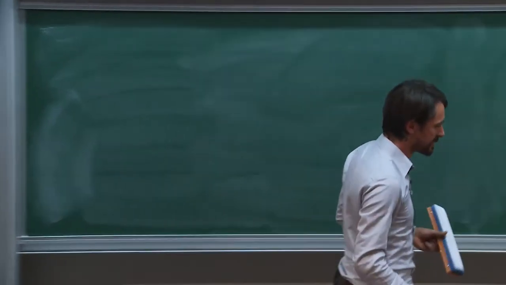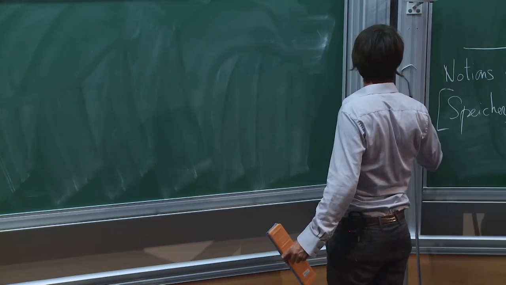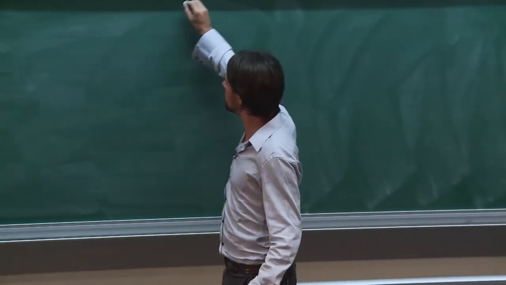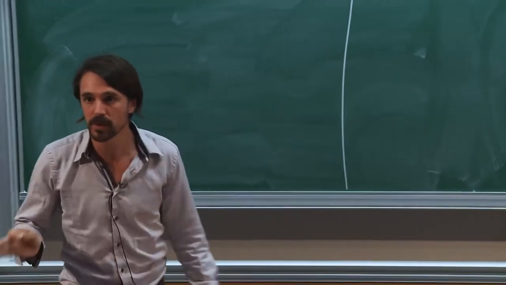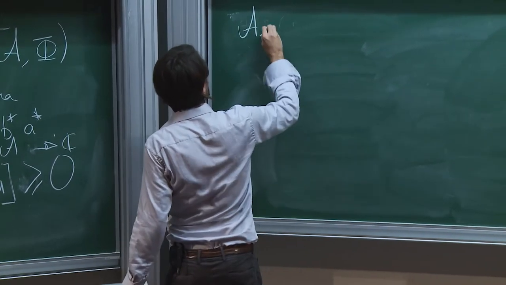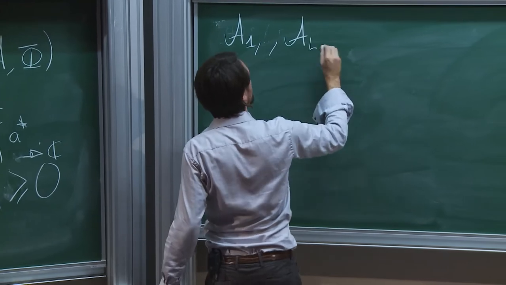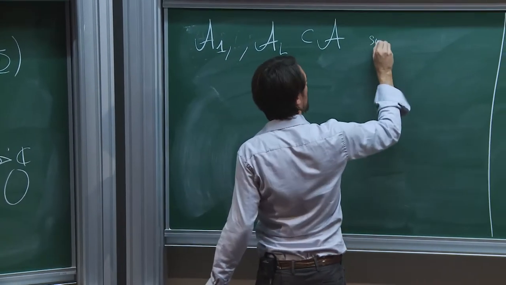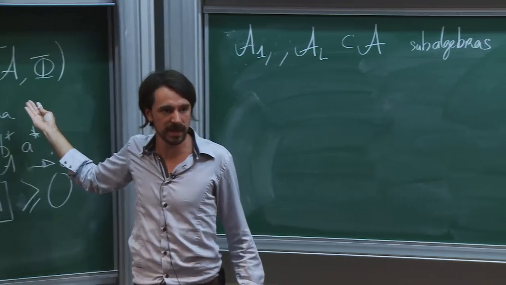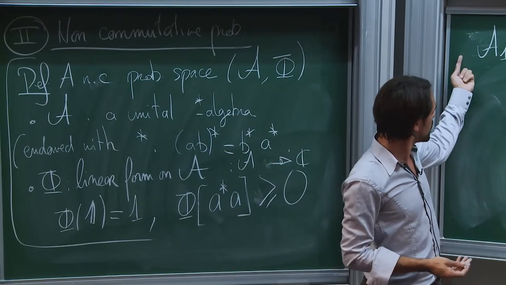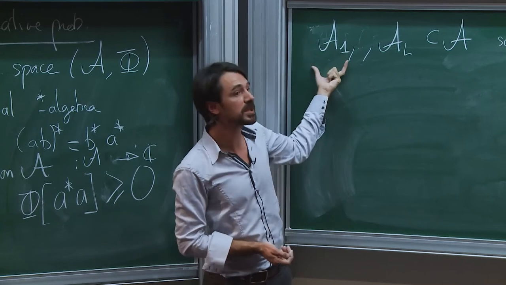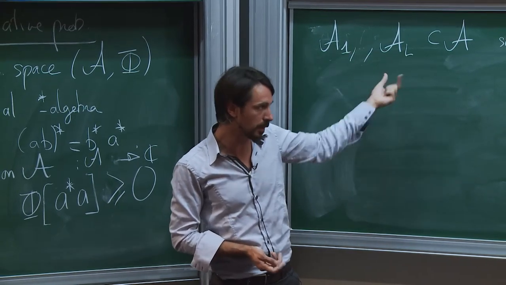So I'm going to define these three notions of independence. And when we define independence for classical random variables, we first define the independence of sigma algebras. Here we define what are independent algebras. So I take A1, AL, subalgebras of a non-commutative probability space like this. And I'm going to define a rule which defines a distribution on the algebra spanned by all these elements, just knowing the distribution in A1, the distribution of A2, and so on.